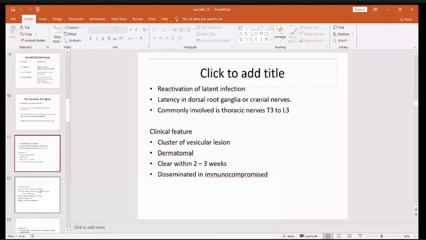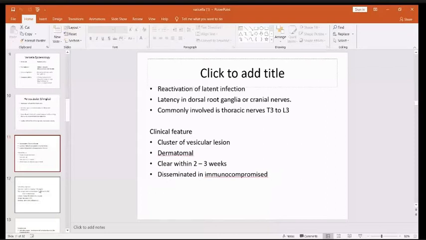Okay, so dermatome means the nerve supplies a certain area of the skin, and whichever nerve is involved, the skin supplied by that nerve shows the lesions, and the lesions are vesicular lesions, a cluster of lesions, grape-like lesions. You can see a cluster of vesicular lesions at one part of our body, generally the thoracic area, on the side of our body, commonly. And it can clear within 2 to 3 weeks. The lesion will clear on its own within 2 to 3 weeks.